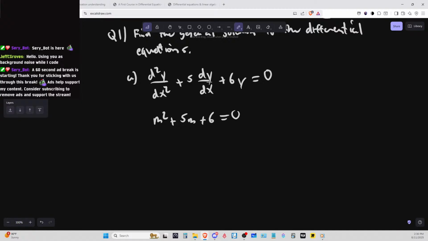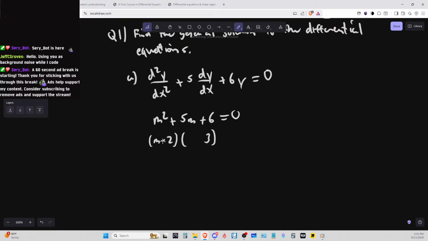So basically what you do is you try to turn the second order differential equation into a quadratic. Then depending upon which type of root you get will determine the solution that you're supposed to end up with.